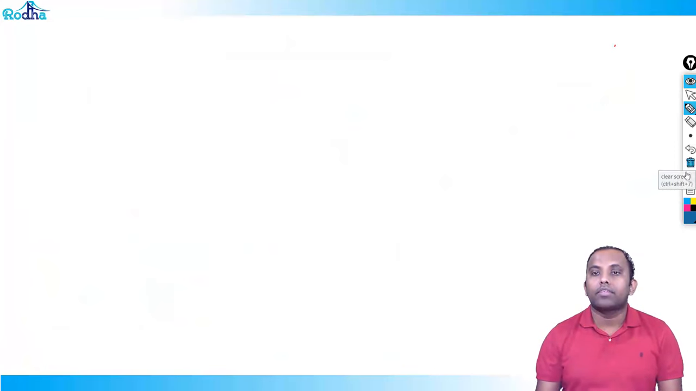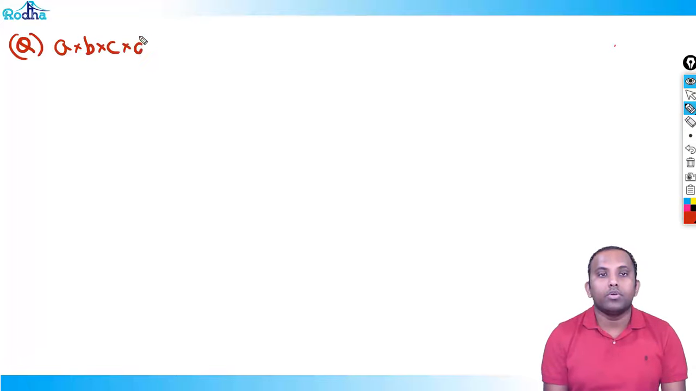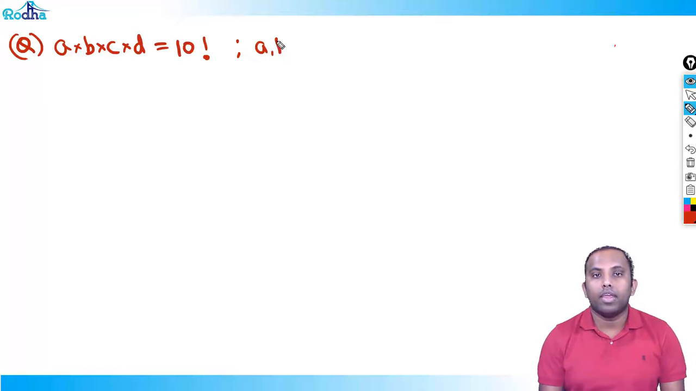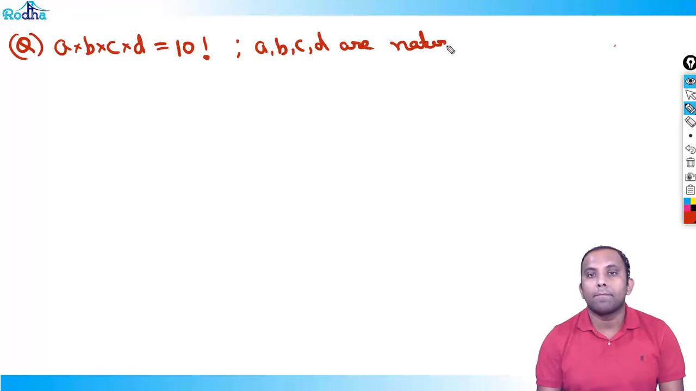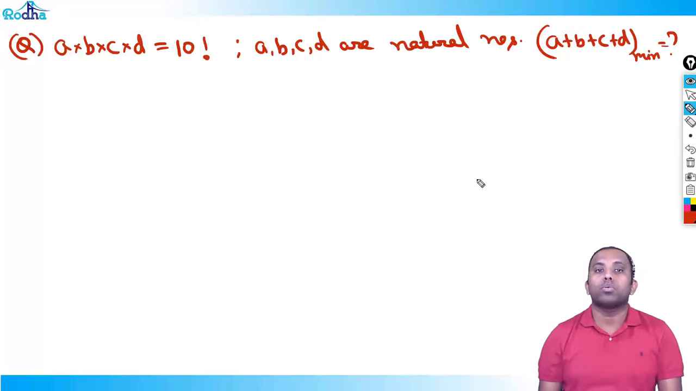Now, let's discuss a very, very good question. Real good question. A into B into C into D is equal to 10 factorial. A, B, C, D are natural numbers. So the question is, what is the minimum value of A plus B plus C plus D? A super question. If you want to try it, pause the video for 5 minutes and try this question.